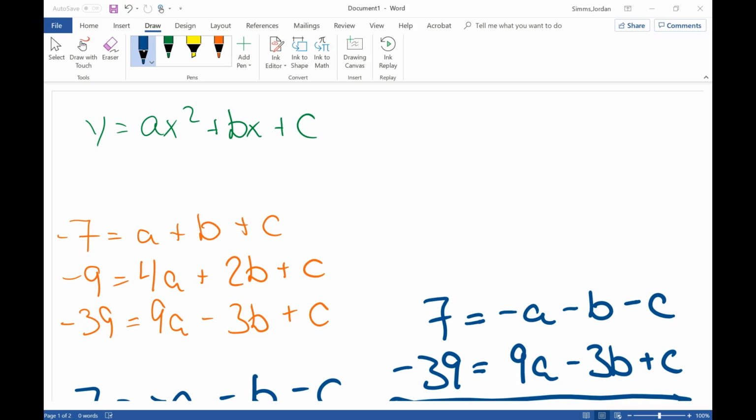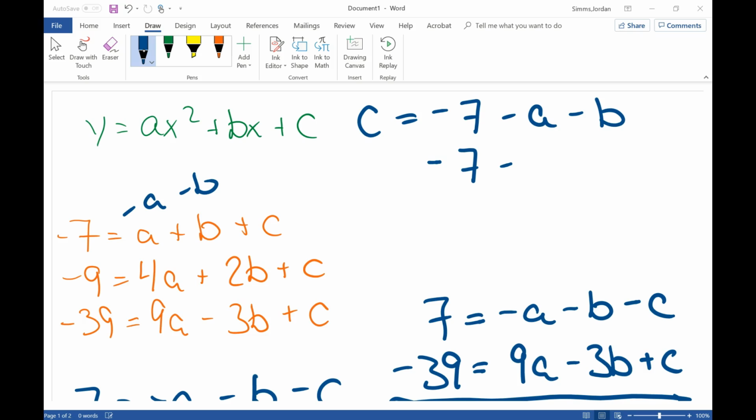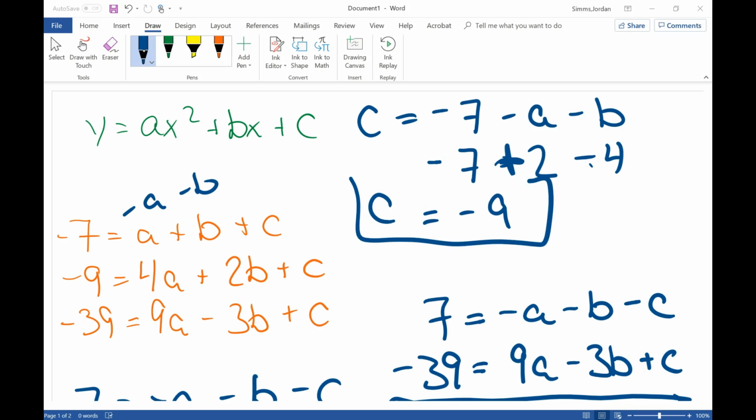I'm just going to rearrange this right quick. I know that c is going to equal, if I subtract the a and subtract the b, negative 7 minus a minus b. So that's like saying negative 7 plus 2, right? Because remember, we're minus a minus 2 here, and then we're going to minus 4 from that. Okay, that's a plus, not a multiply. Okay, so negative 7 plus 2 is minus 5, minus 4 is minus 9. So c is going to equal minus 9.